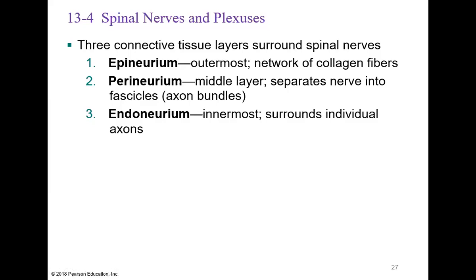The perineurium, peri, is the middle layer. This is going to separate the nerve into what we call fascicles, which are axon bundles. I'm going to show you a picture of this here in just a second. And then our third is our endoneurium. If you see the prefix endo, always think indoors. This is always going to be inside. So the endoneurium is the innermost layer that will surround each individual axon.